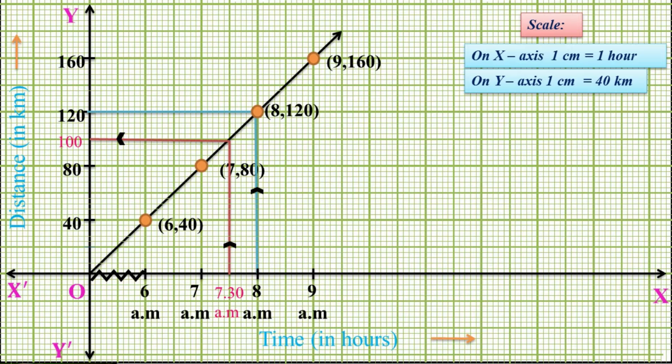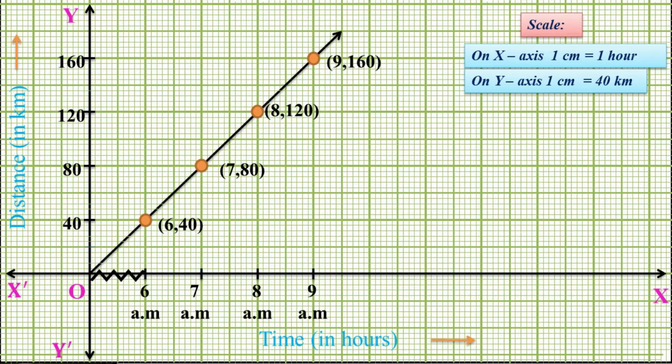See the graph. When time is 7:30 am, the distance covered is 100 km. When the time is 8 am, the distance covered is 120 km. What is the difference? 120 km minus 100 km, which is equal to 20 km. So, the car covered 20 km during the period 7:30 am to 8 am.